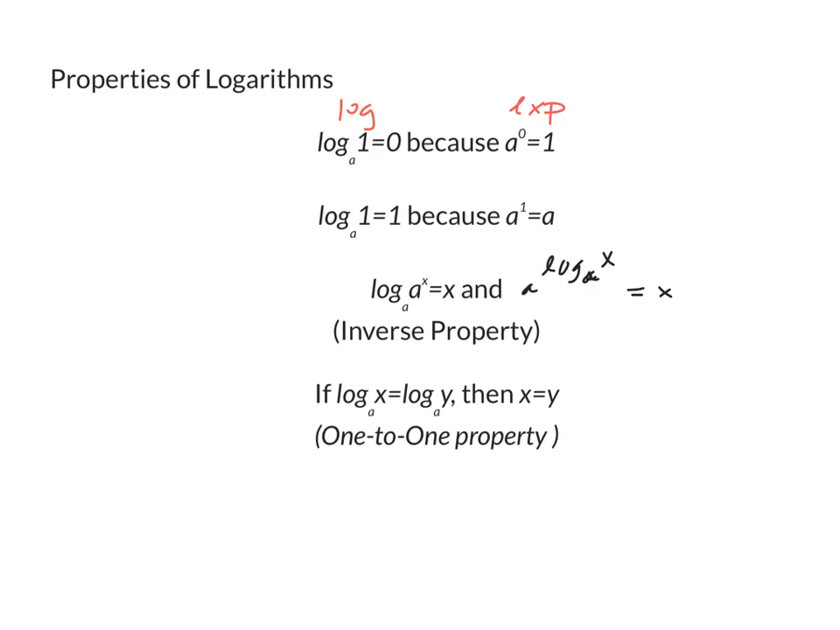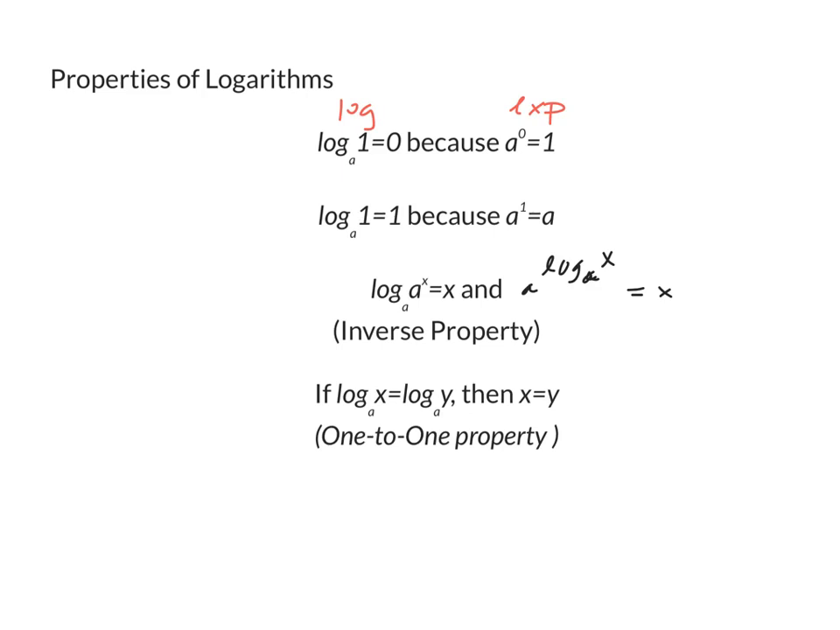Log base a of a to the x is x. And a to the log base a of x is also equal to x. And that's just the inverse property. More so if I could show you, it's because these a's will cancel and leave you with x equal to x. And same thing here, a and log a will cancel to give you x equals x. Not the best way of showing you that, but essentially that's the understanding behind it. And then the last one, if log base a of x equals log base a of y, then essentially x and y must be equal, and that's the one-to-one property.